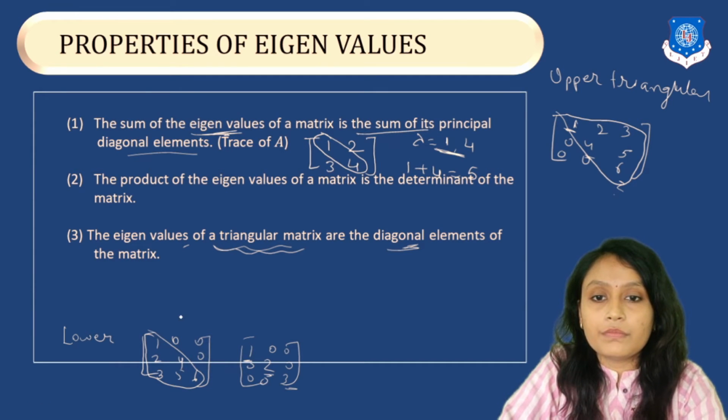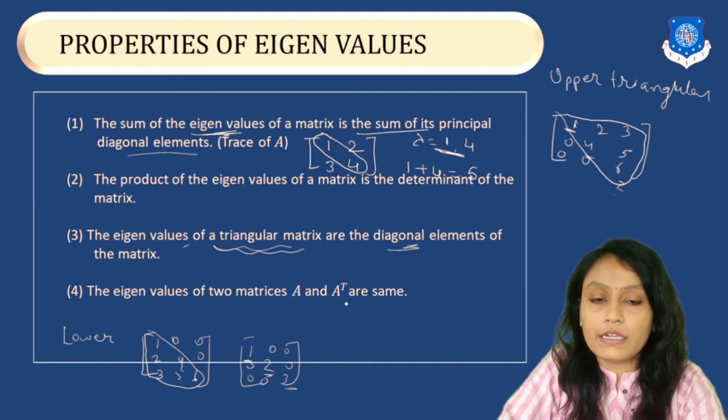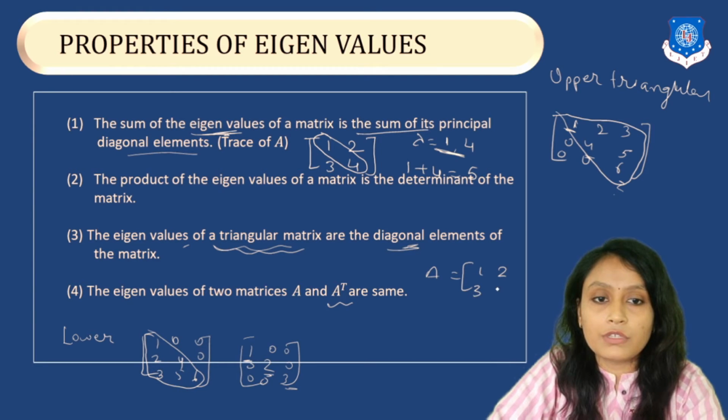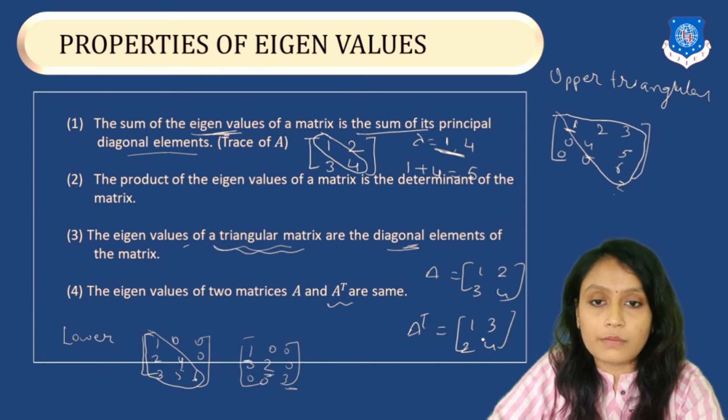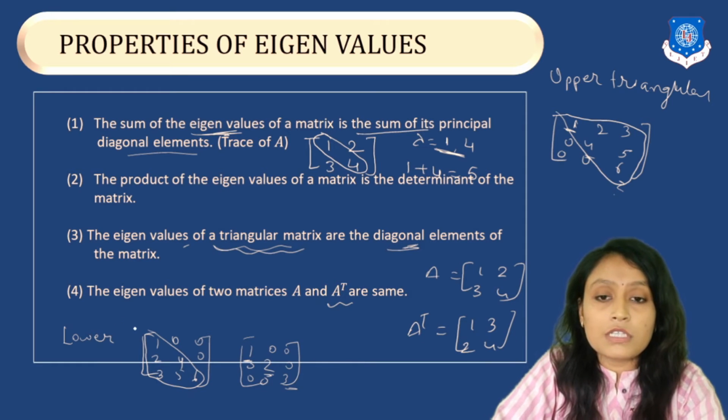Now the next property is that the eigenvalues of the two matrices A and A transpose are the same. A transpose means you interchange the rows and columns. For example, we have matrix A as 1, 2, 3, 4. Then A transpose will be 1, 3, 2, 4. You interchange the rows: the first row becomes the first column and the second row becomes the second column. This is A transpose. So this property states that the eigenvalues of A and A transpose are the same.